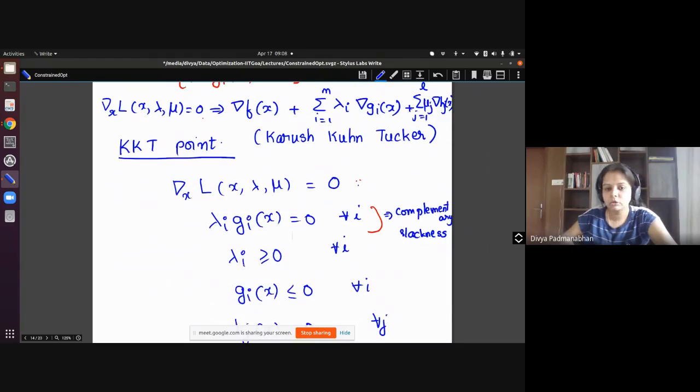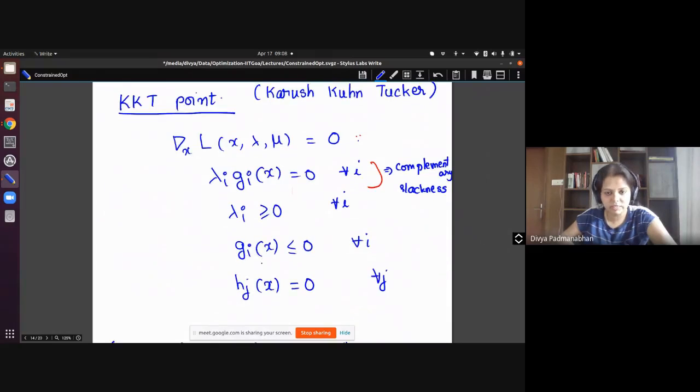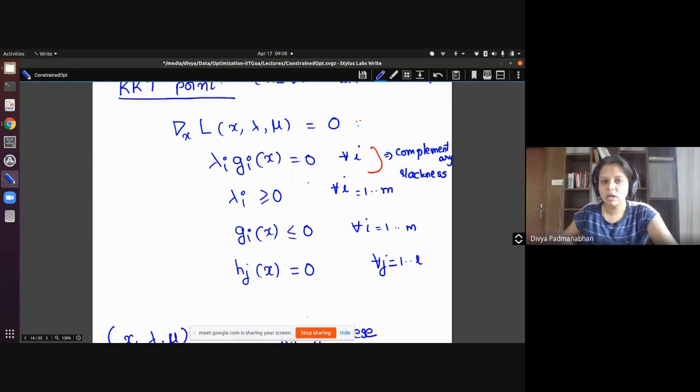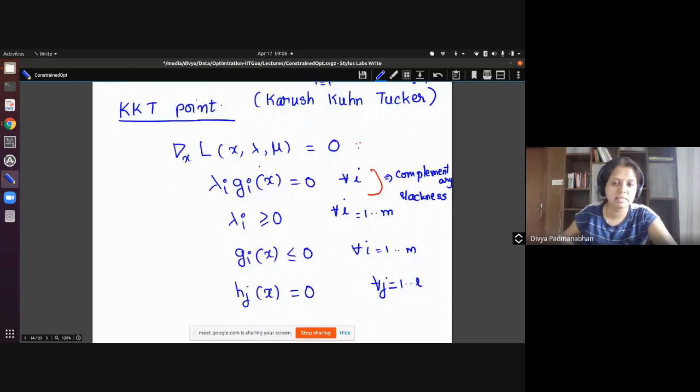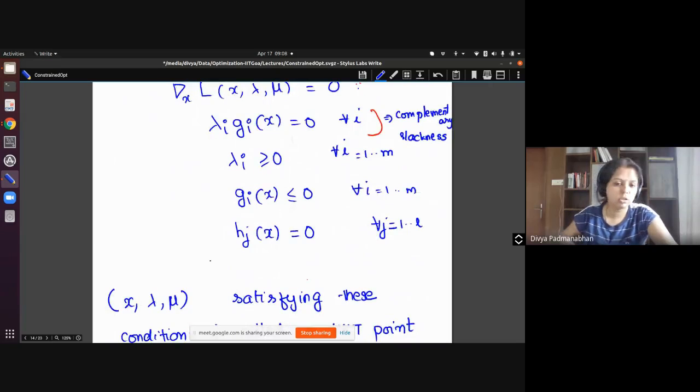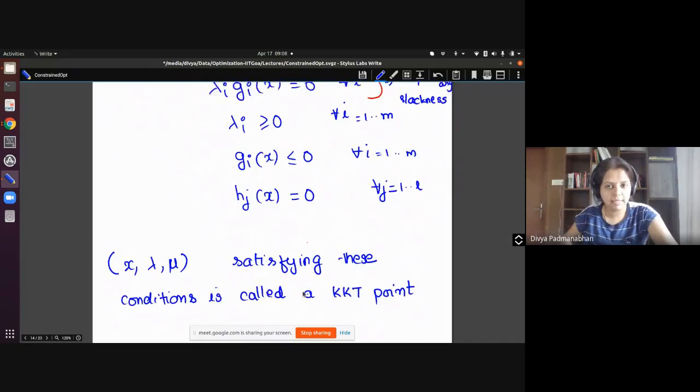Okay, and of course, based on our other conditions, we saw that lambda_i all have to be greater than or equal to 0, and the point has to be feasible. So that's where you have g_i(x) less than or equal to 0 for all i equals 1 to m, and h_j(x) equals 0 for all j equals 1 to n. Okay, so these were the conditions we saw, and such a point which satisfies this set of equalities and inequalities, this tuple of x, lambda, and mu, is called a KKT point.